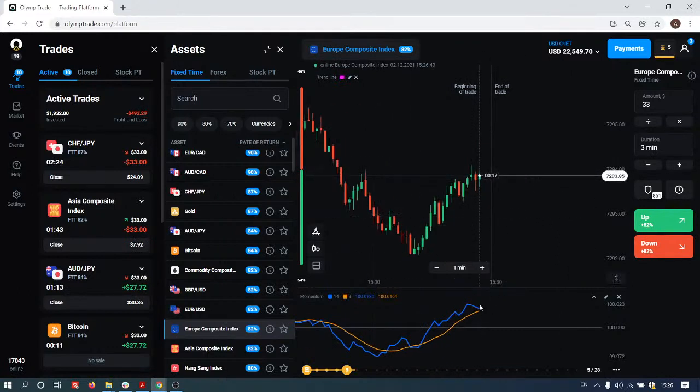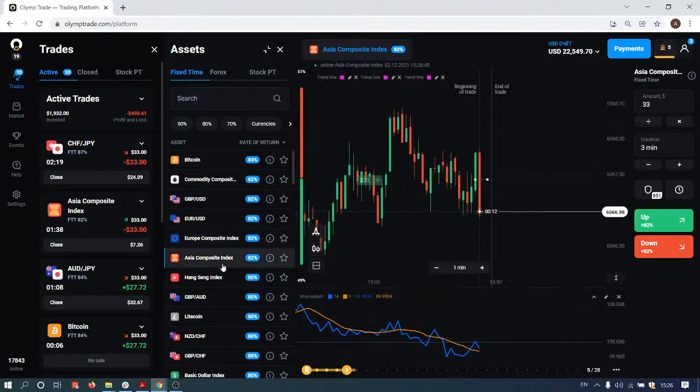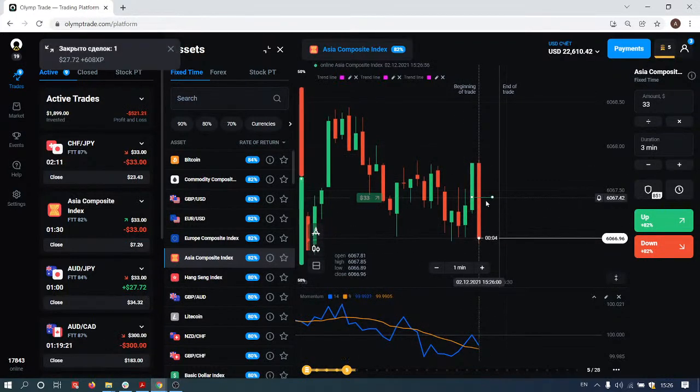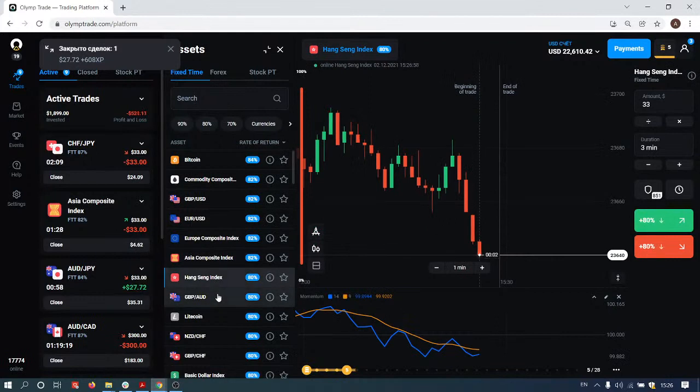Europe Composite Index, waiting for a signal here. Interesting. The Asia Composite Index has been all over, up, down, and we'll see.